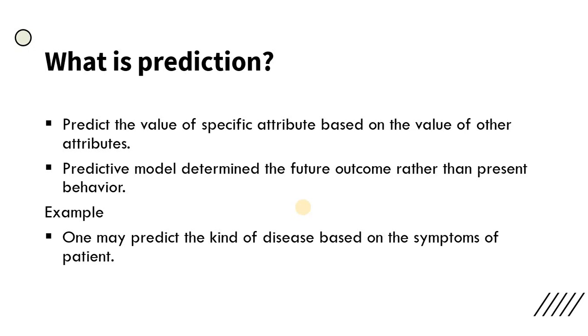Like in weather forecasting, some parameters like temperature, humidity, wind are responsible to predict the future weather. So here, based on the other parameters, based on the current situation, we are predicting the future. That is done via the prediction model. A predictive model determines future outcomes rather than present behavior. For example, one may predict the kind of disease based on the symptoms of the patients.